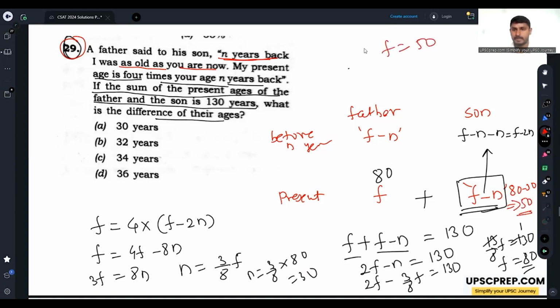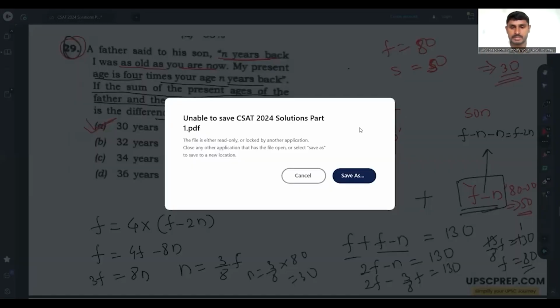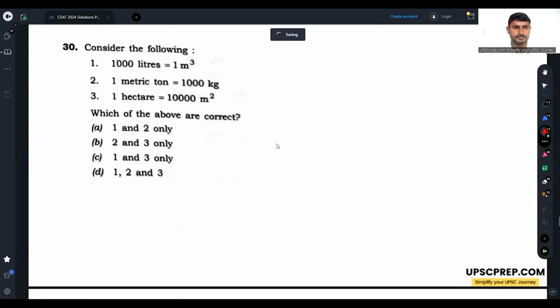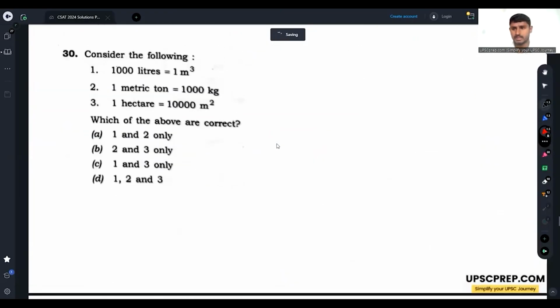Father is 80. Son's age is 50 years. 80 minus 50 will be 30 years का difference. So option A will be correct answer. Right? Again, easy question. Okay, see. Next question.